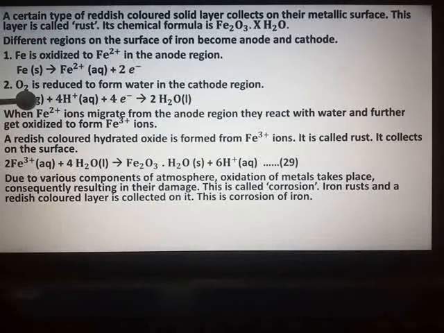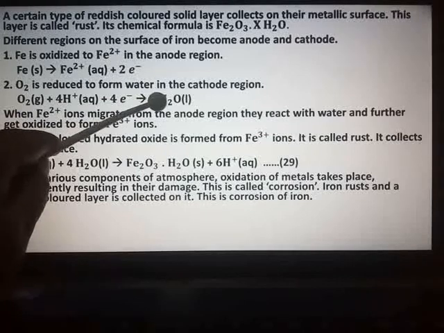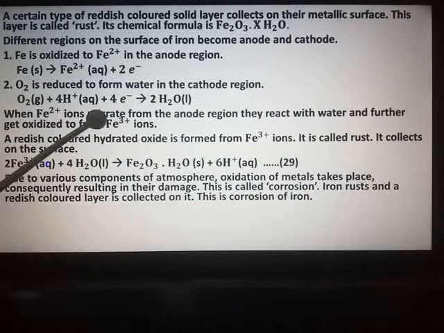So O2 in the gaseous form reacts with hydrogen in the aqueous form to form H2O, that is water. So when these Fe2+ ions migrate from the anode region, they react with this water and further get oxidized to form Fe3+ ions. Don't get confused. You can see the first reaction takes place in the anode region where your iron in the solid form gets converted, or oxidized, to Fe2+.